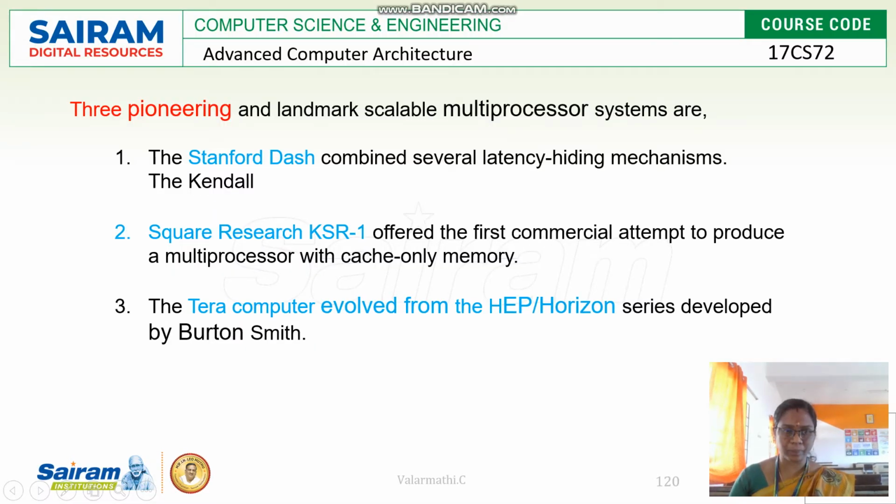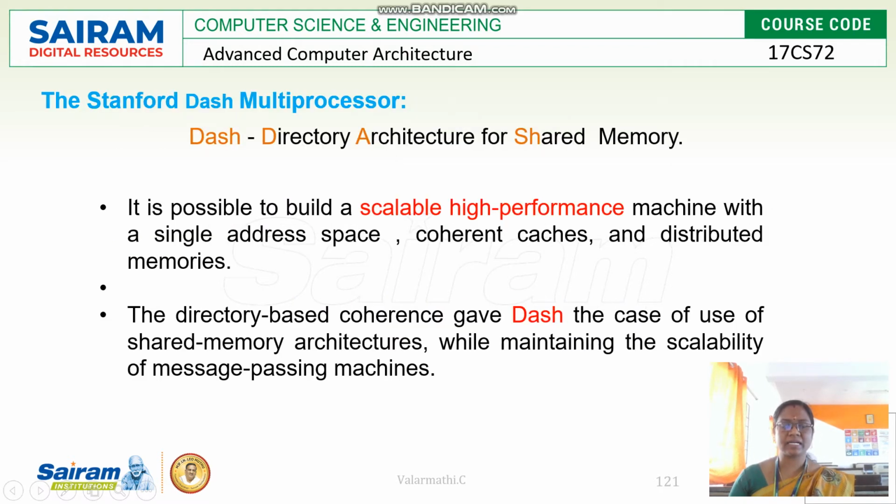There are three pioneering and landmark scalable multiprocessor systems available. Those are the Stanford Dash, combined with several latency hiding mechanisms; Kendall Square Research's KSR1, which offered the first commercial attempt to produce a multiprocessor with cache-only memory; and the third system is the Tera computer, evolved from the HEP/Horizon series developed by Burton Smith. So these are the three different scalable multiprocessor systems available in industry. Let us see them one by one.